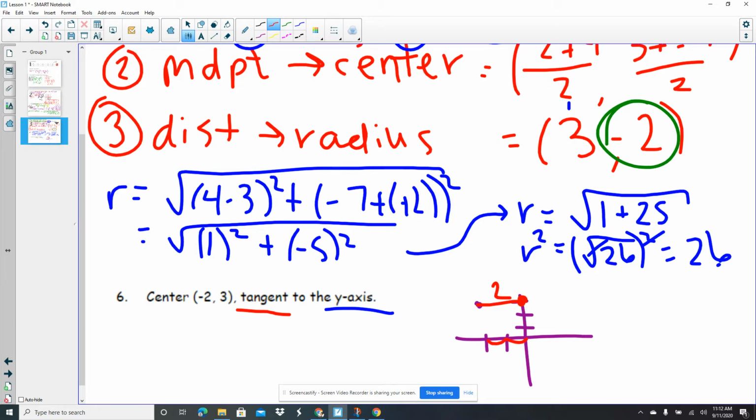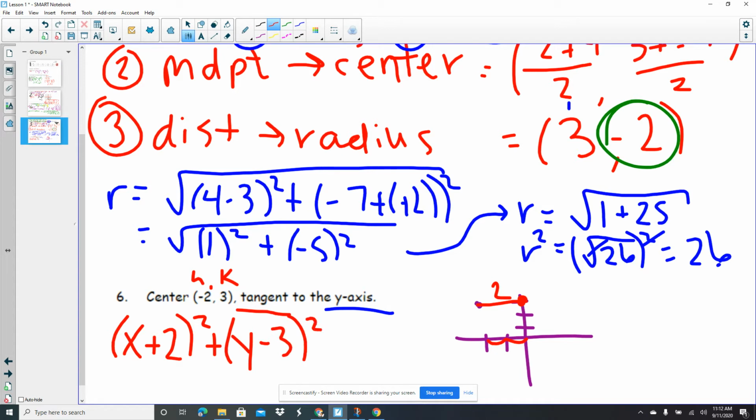So there it is. We have our (h, k) and we have our r, so let's just plug it in. (x plus 2) squared plus (y minus 3) squared equals 2 squared, which is 4.